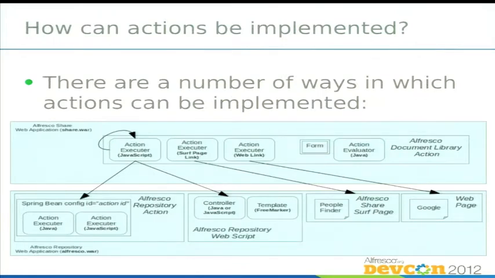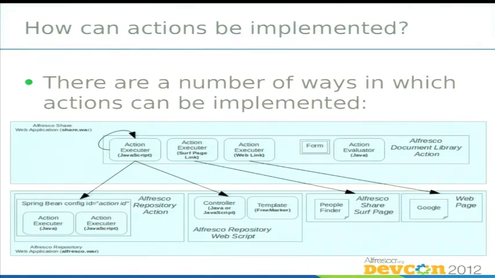Now, you can implement an action in quite a lot of different ways. If we look at the Alfresco Share side and document library actions, there are a few ways you can implement this. You can have a JavaScript action executor that calls an Alfresco repository action. We're going to see an example of that, and there are some helpers around that to make it happen. You can call a web script directly from a Doc Lib action. I'll show you how to do that.